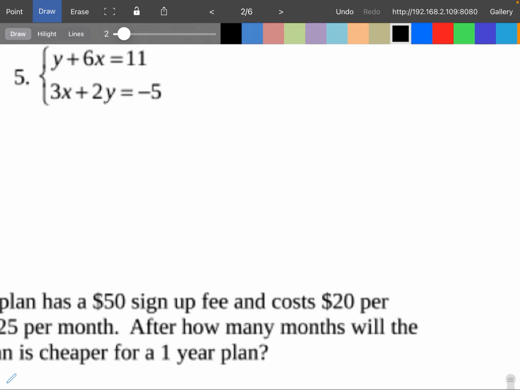So on number 5, step 1 is, in either equation, solve for x or y. And on number 5 right now, is there an x or a y all by itself on one side of the equal sign? None? No. Which one would be the easiest one to solve for? X or y in the top, or x or y in the bottom?